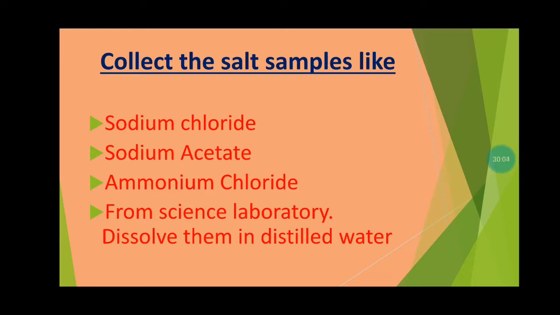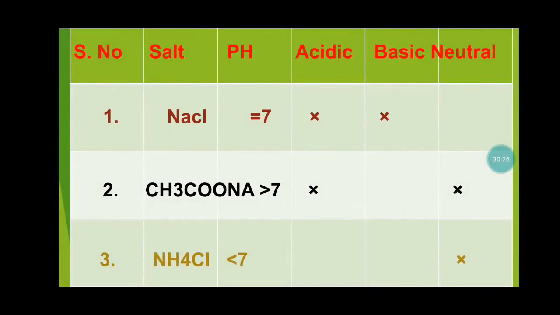Let us check whether these salts are acidic salts or basic salts. Now let us check the pH values of these solutions with the help of pH paper. After this we have to fill up this tabular column. Now take the salt NaCl and observe its pH value on pH paper. We will notice that the value is 7, which means it is neither acidic nor basic. It is a neutral salt.